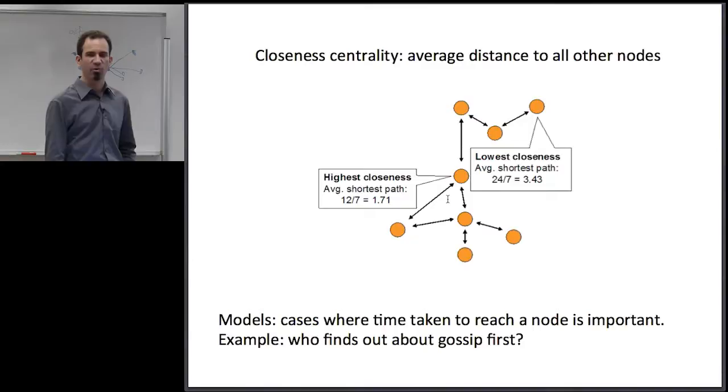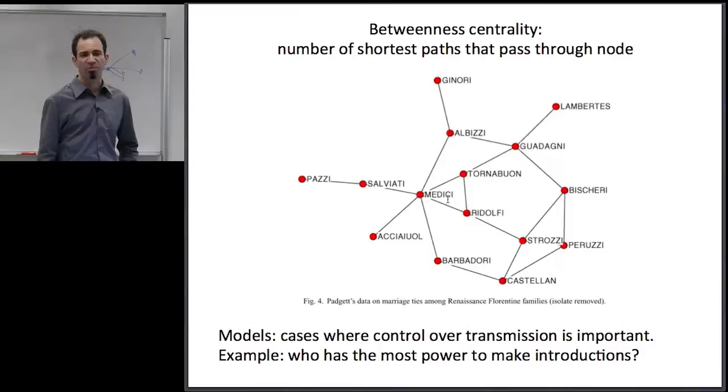So this is a different metric called betweenness. And so I'm still looking at shortest paths of information flow. But now I'm looking at how many of those shortest paths do I sit on? And one case that this applies to potentially is the ability to make introductions.